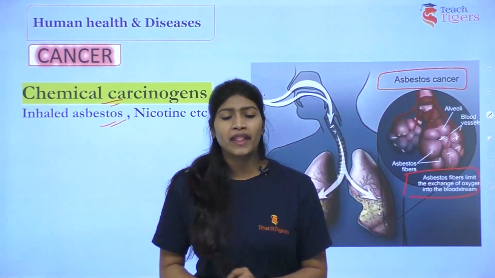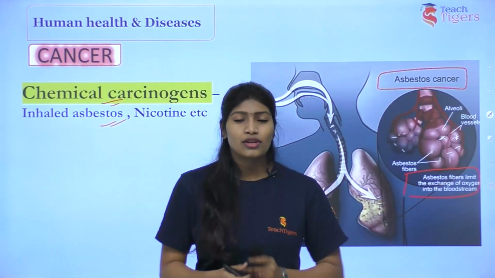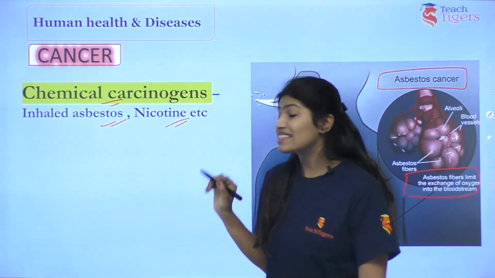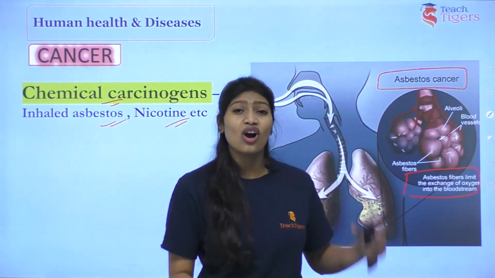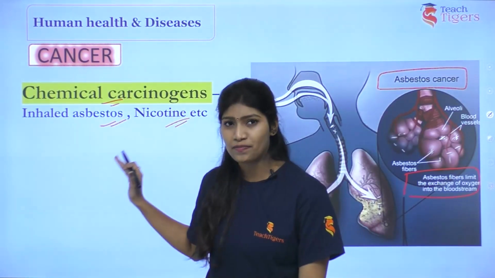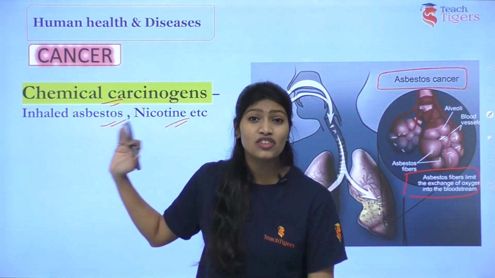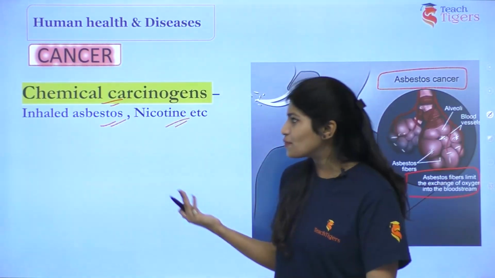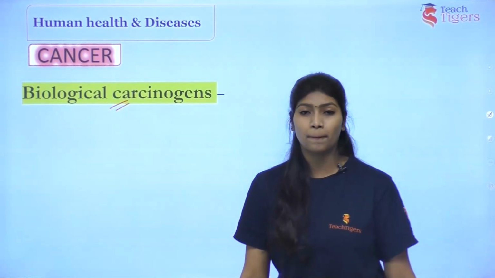And not only that, you guys know about tobacco. Yes, cigarettes. In tobacco, there is a chemical called nicotine. So this nicotine has a chemical nature that can cause cancer in the lungs. So lung cancer can happen because of asbestos, nicotine, and a few other chemicals which can cause cancer in the body. These are the chemicals which act as agents and cause cancer. Got it? Yes. So next we'll see another type of carcinogens, that is biological carcinogens.